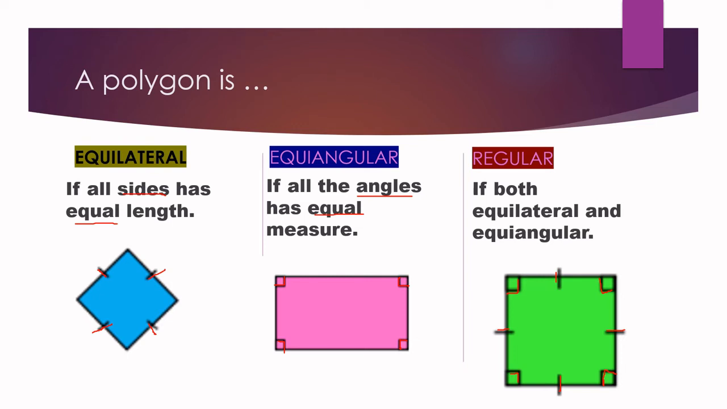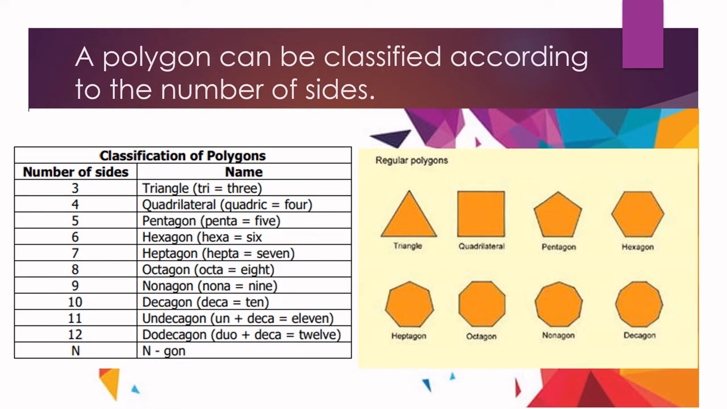Okay? A polygon can be classified according to the number of sides. If we have 3 sides, we call it triangle. Tri means 3. If we have 4 sides, we call it quadrilateral. Quadri means 4. If we have 5 sides, we call it pentagon. Penta means 5. If we have 6 sides, we call it hexagon. Hexa means 6. If we have 7 sides, we call it heptagon. Hepta means 7. If we have 8 sides, we call it octagon.